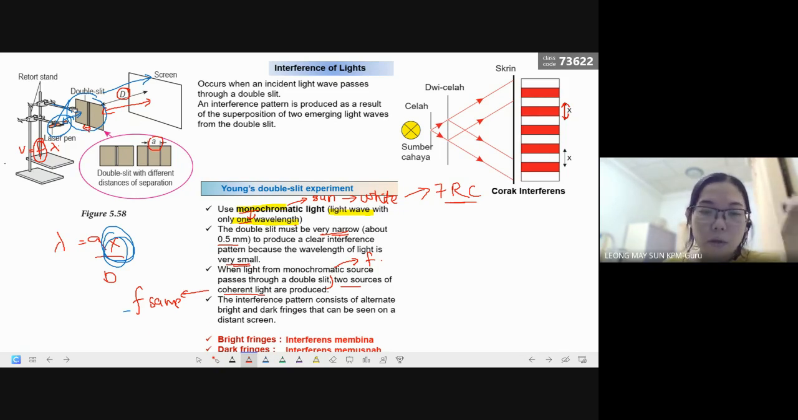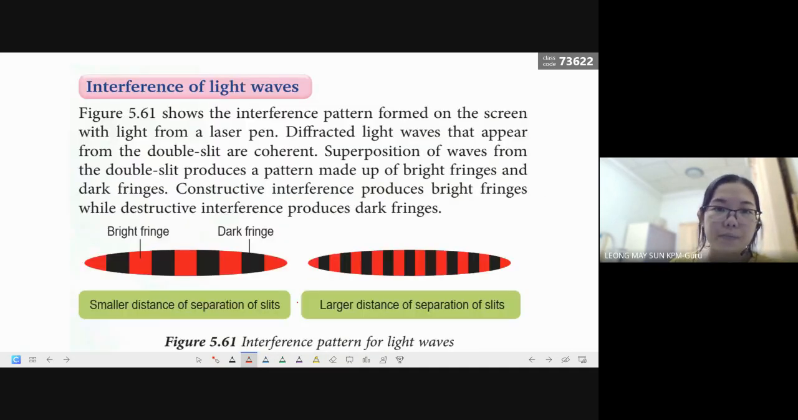The interference pattern consists of alternating bright and dark fringes that can be seen on the distant screen. This is what I mentioned just now. Bright fringes, because we are dealing with light waves, are constructive interference. Dark fringes are destructive interference. So this is the interference of light wave pattern.